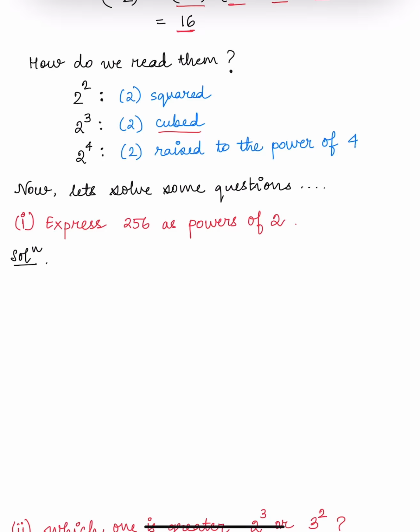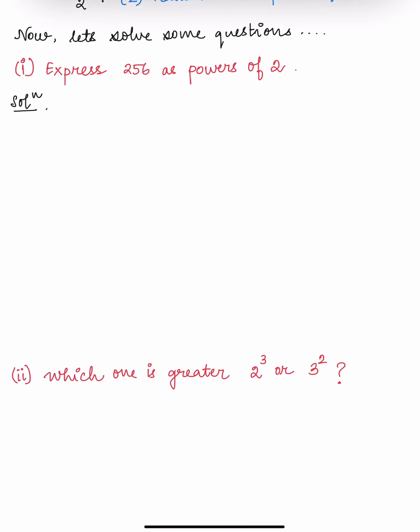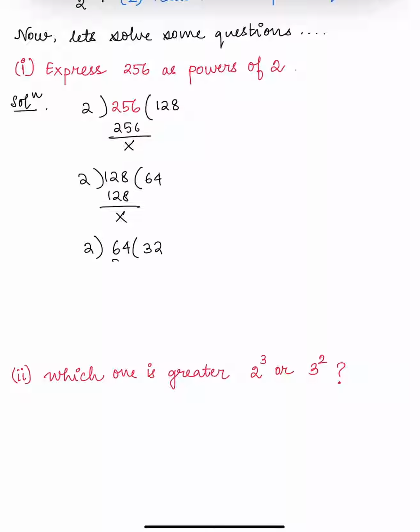Now let's solve some basic questions so that the concept of exponents becomes very clear. So the first is express 256 in powers of 2. So 256, we can divide it by 2, that will give us 128, right? Now 128 can again be divided by 2 and that will give us 64. Now that when divided will give us 32. Again 32 will give us 16, that will give us 8, that will give us 4, that will give us 2 and that will give us 1.